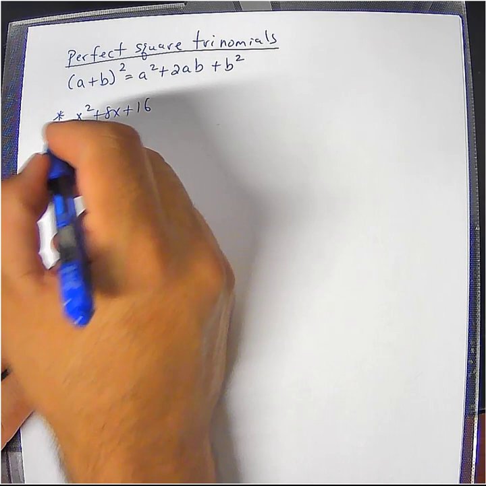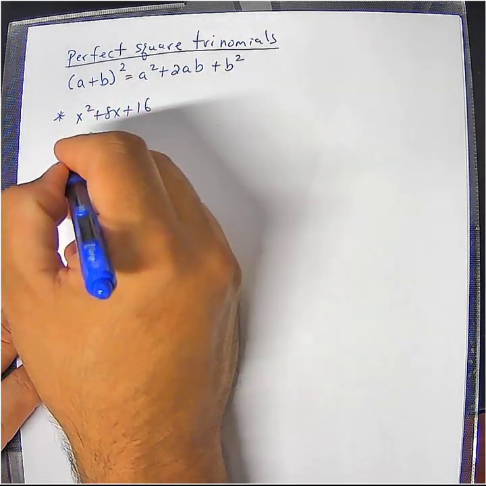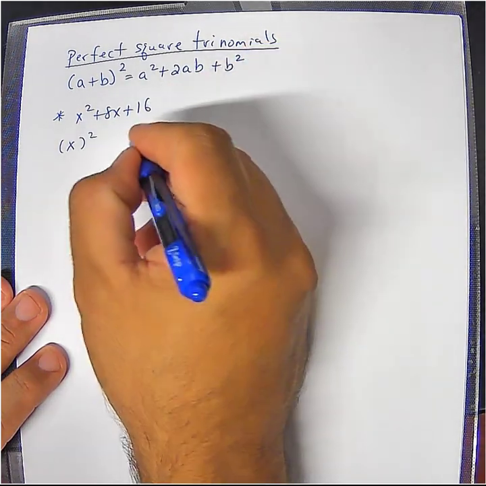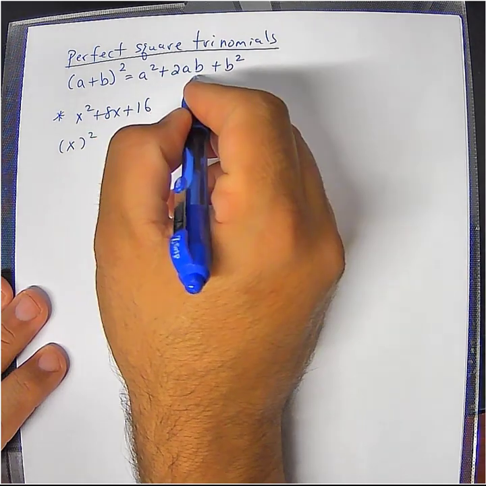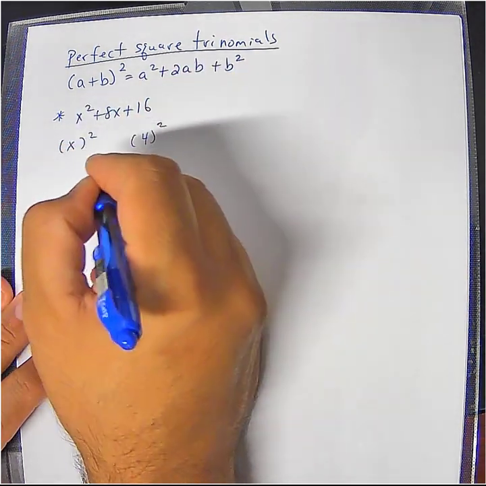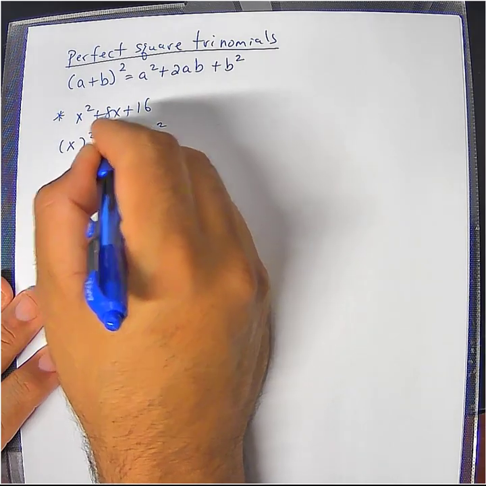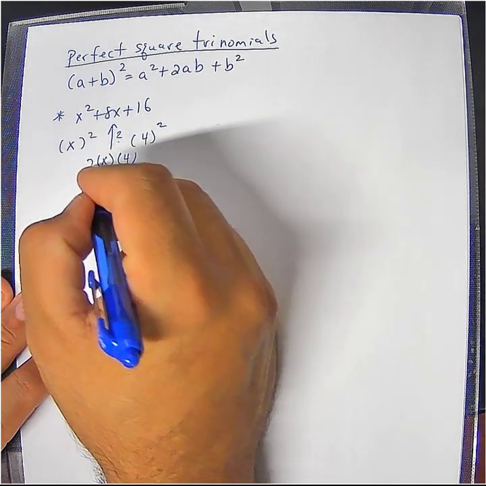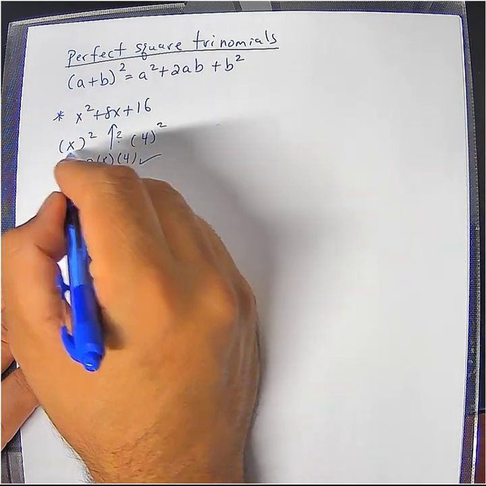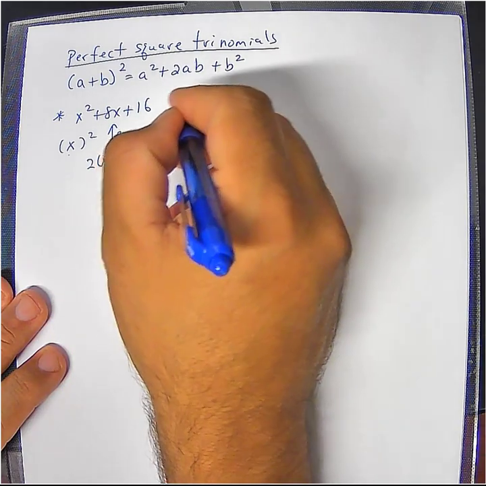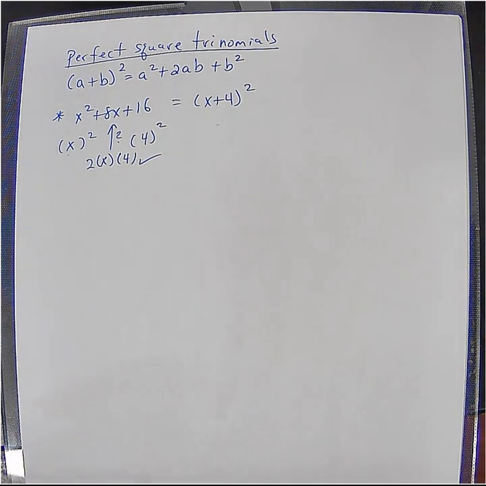And to test it out, you test the first one: how can I rewrite it as something squared? Because that's what a squared is. And then test the b out. This 16 is what? 4 squared. Now I'm going to test the 2ab. So I got 2 times the a, which is x, times the b, which is 4. Does this give me this 8x? Well, 2 times x times 4 is 8x, so that works out. So that means a is x and b is 4, so this becomes x plus 4 quantity squared. Okay?